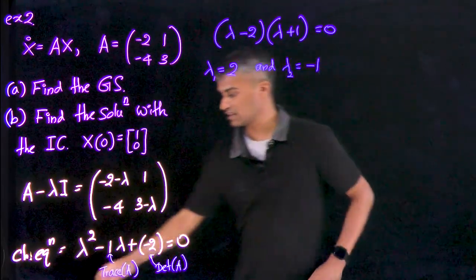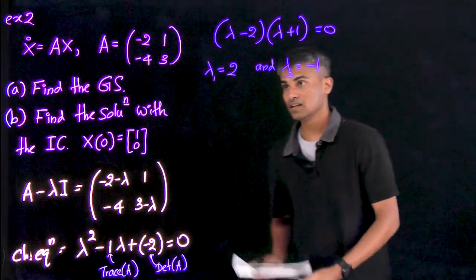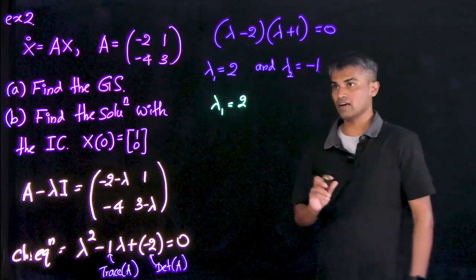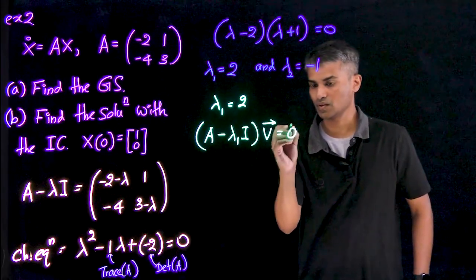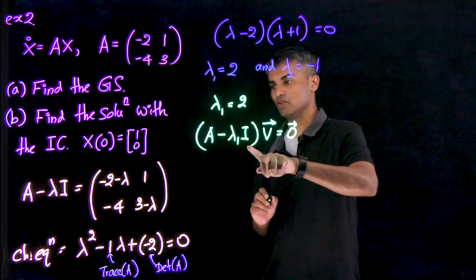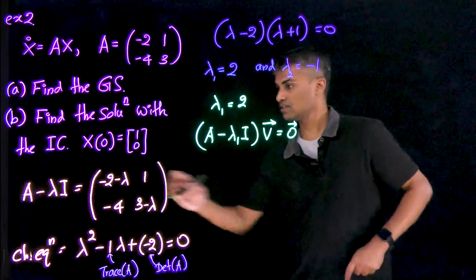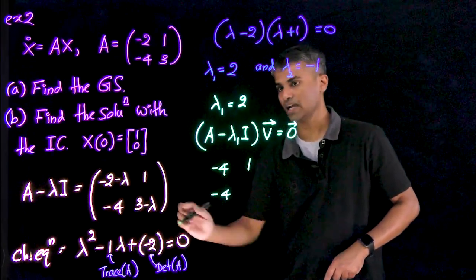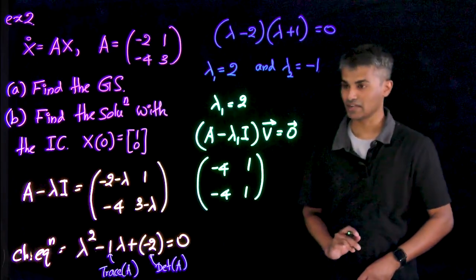The next step is to calculate the eigenvectors for this eigenvalue and for this one. So, let us pick the first eigenvalue, lambda equals 2, and now to find the corresponding eigenvector we should solve this equation. A minus lambda I, so basically we want to evaluate this matrix at lambda equals 2. If we do that, we have -2 minus 2, which is -4, 1, -4, and then since lambda equals 2, we have 3 minus 2, which is 1. This is your A minus lambda I matrix times vector V.